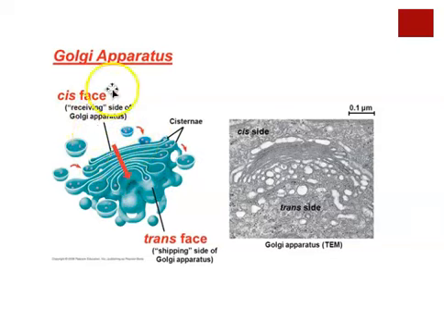The side of the Golgi that faces the rough endoplasmic reticulum is called the cis face. This is sort of the receiving side, if you will. Proteins are going to come out of the rough endoplasmic reticulum, go into transport vesicles, and come into the Golgi apparatus on the cis face. They'll then travel through the Golgi apparatus and come out of the Golgi apparatus through the trans face. So this is the exiting side, or the shipping side. The proteins are going to be shipped out through the trans face.